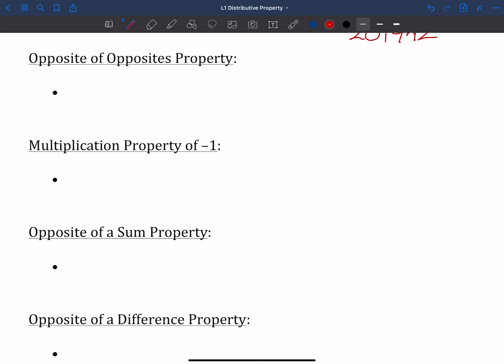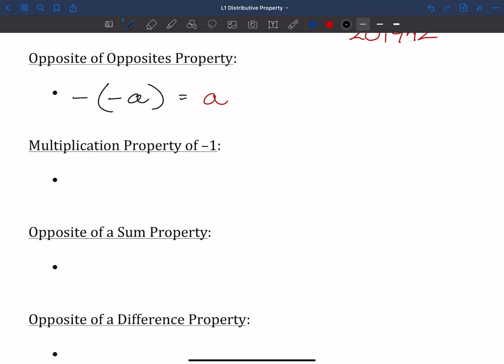The opposite of opposites property, right? That's saying that if I have a situation like this, if I have the negative of negative a, right, then when I simplify that down, that's just going to give me positive a, right? Two negatives cancel each other out. So if you ever have a situation like that, think about it like you're multiplying it, right? It's like negative times that other negative on the inside of the parentheses. They cancel, and you're just left with a positive.